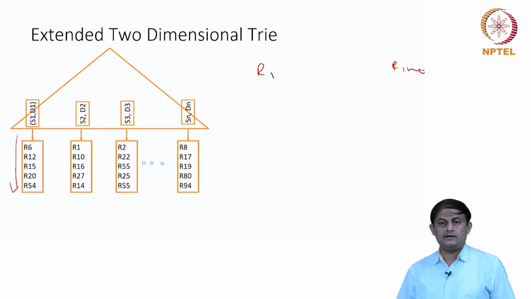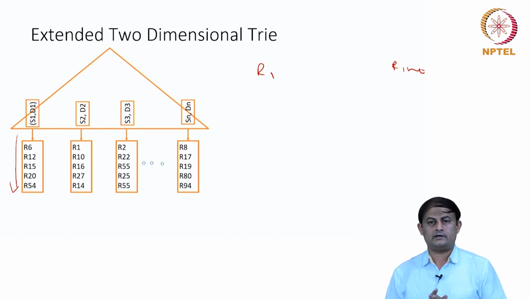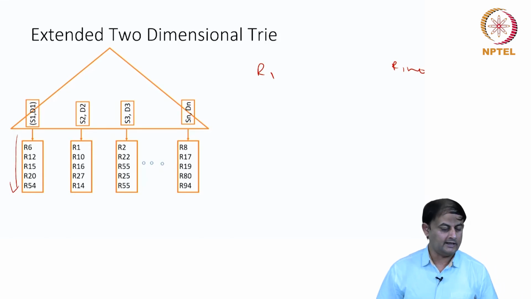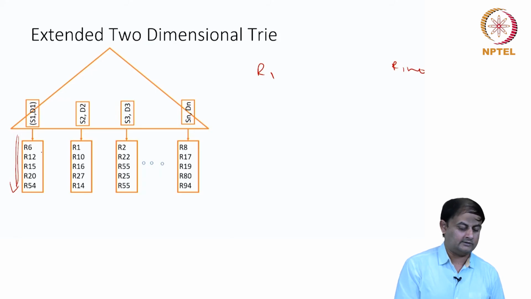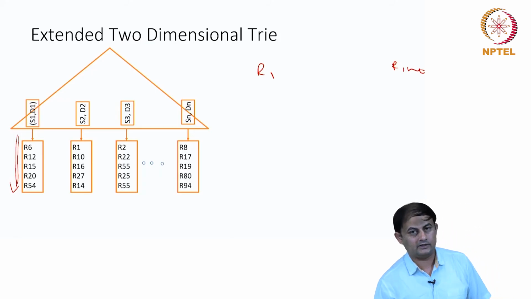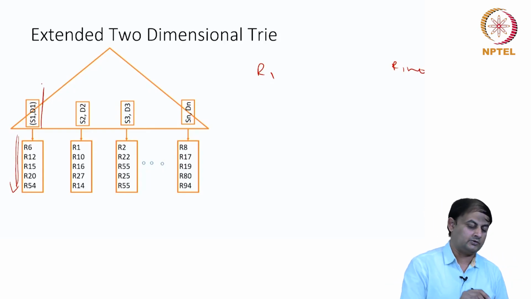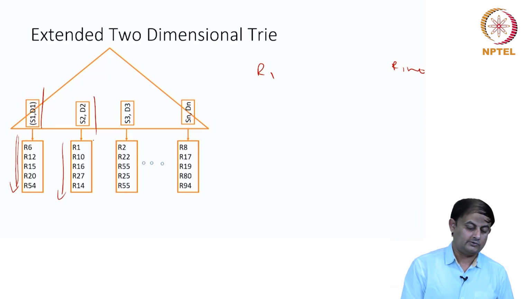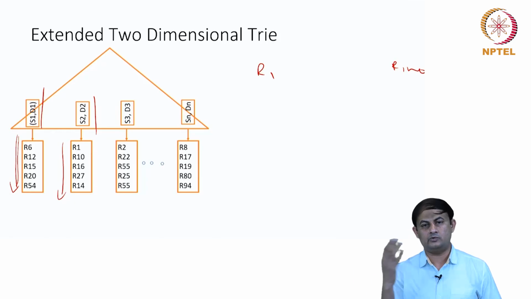So the idea here is I segregate or divide all the rules in my classifier first based on the source and destination IP address combination. What I mean by that is, these are the set of rules R6, R12, R15, R20 and R54, which are the rules applicable for this unique source and destination IP address combination. And these are the set of rules which are applicable for source and destination IP address S2 and D2 combination, and so forth.